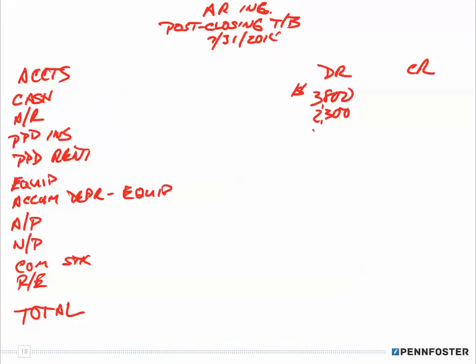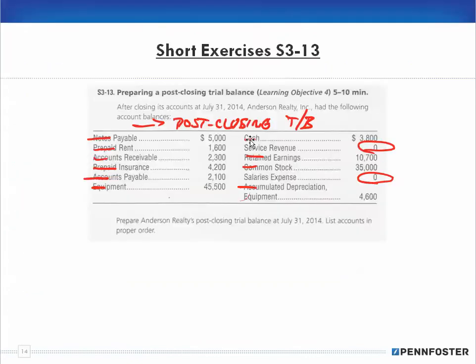Prepaid insurance was 4,200. Prepaid rent was 1,600. Equipment was 45,500 as a debit. Now, accumulated depreciation, okay, it's equipment is 45,500 and accumulated depreciation is 4,600.